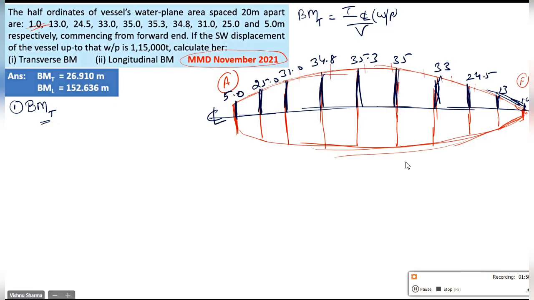Am I clear? Yes, sir. Here he has given you half, but tomorrow full may be given. Since you see the full breadths that I have drawn, half blue and half red, still you'll have to make it half so that all the ordinates terminate at the center line. Correct?